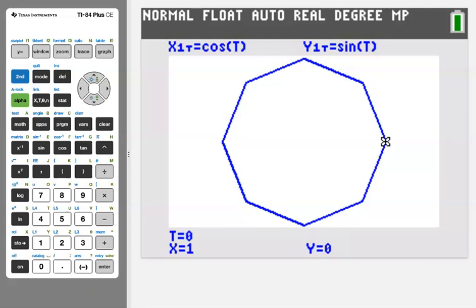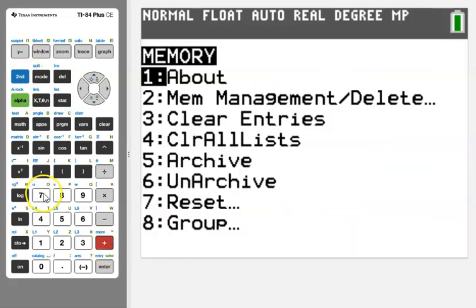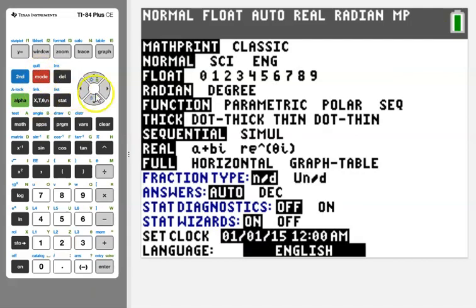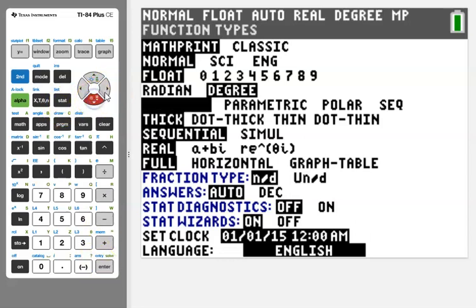So in example 1, it says graph an equilateral triangle. To do this, you will use not functions, but actually parametric equations. So first I'm going to clear my memory: second plus 7, 1, 2. And then we're going to go to our calculator mode. Press the mode button and change the mode to degree. So highlight degree, enter, and parametric, and type enter.